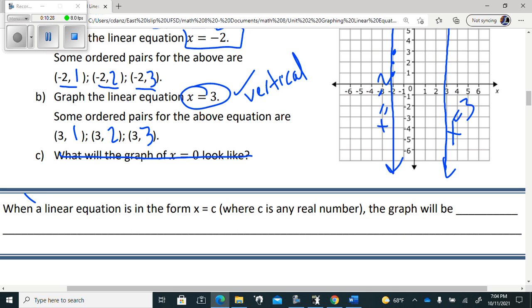So this is like a nice summary here. When a linear equation is in the form of x equals some number that I like to put a box around, the graph will be a vertical line. Ta-da! So if x equals a number is some vertical line, guess what a horizontal line would be? Hopefully you said y equals some number.